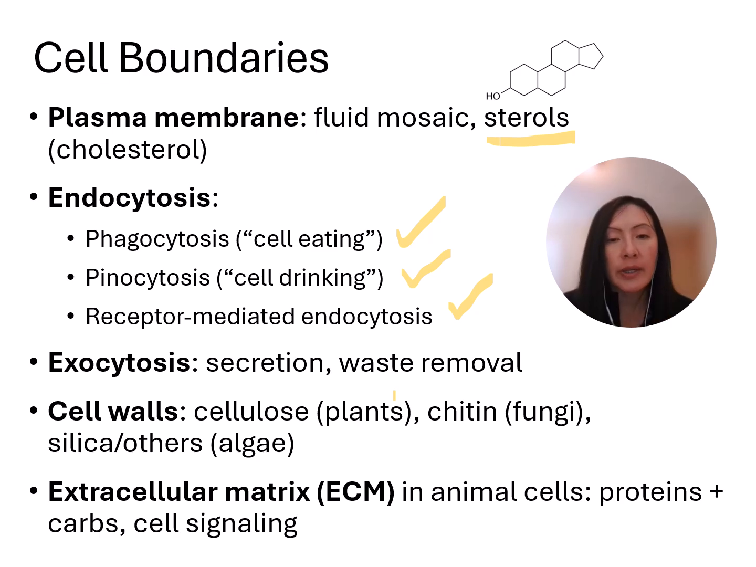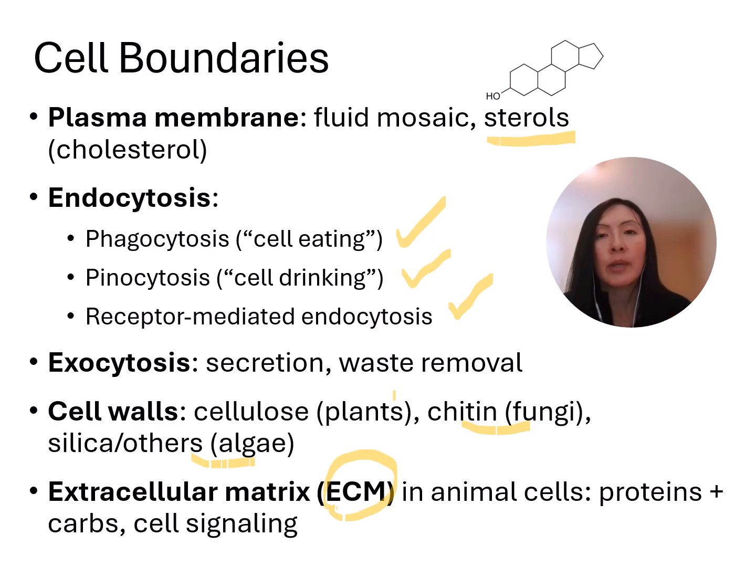And in eukaryotic cells, their cell walls are not made of peptidoglycan. They can be made of cellulose, like in plants, chitin for fungi, silica, and others. We'll see a bunch of examples in Chapter 5. There are no cell walls in animal cells, but we do have an extracellular matrix, or ECM. Sometimes we abbreviate it that way. And that is made of proteins and carbohydrates that provide support and can transmit signals into and out of the cell.